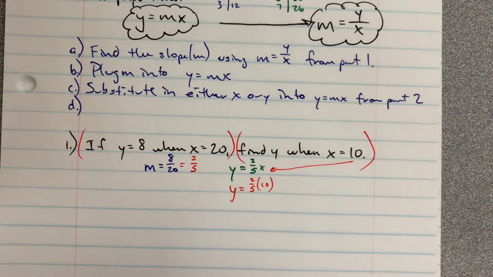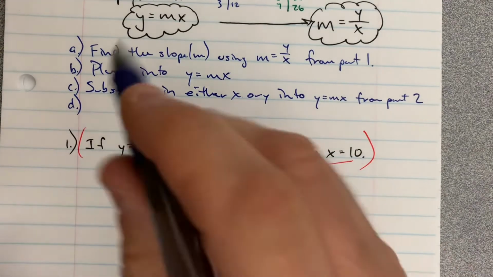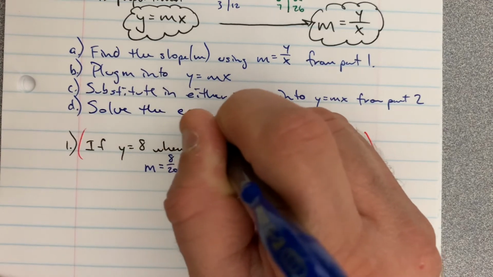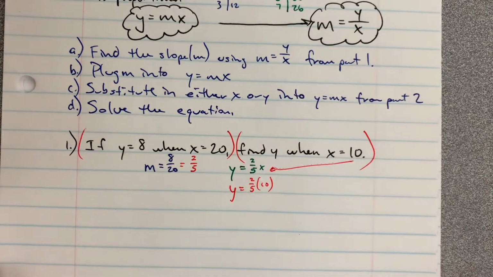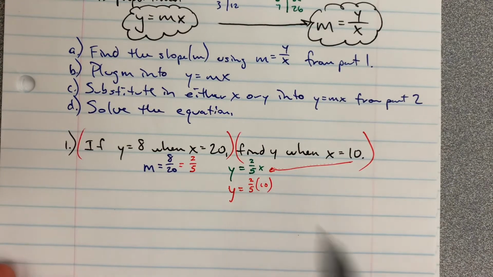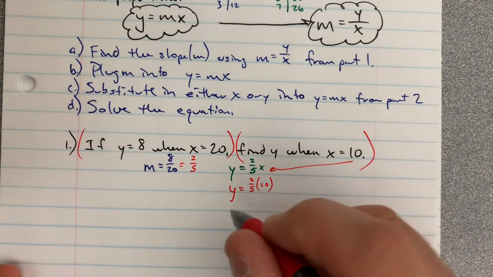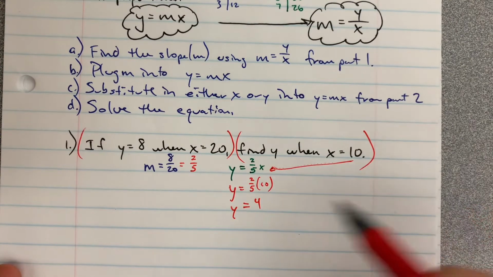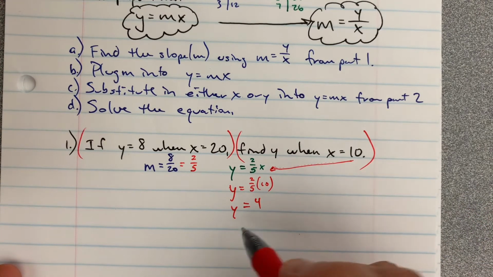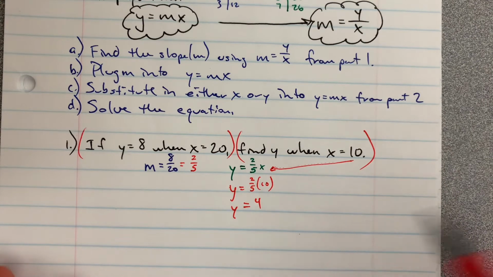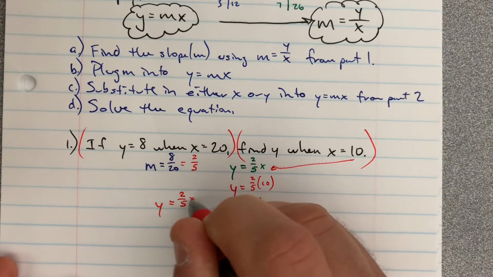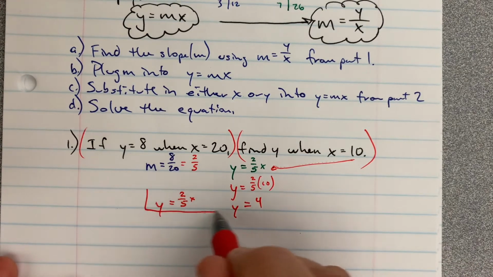So I just need to now solve, step D, which is solve the equation. What's 2/5 times 10? 2 times 10 is 20. 20 divided by 5 is 4. So y equals 4. We're going to want two answers to our questions. We want our original formula, y equals 2/5 x, and we're going to want our solving.